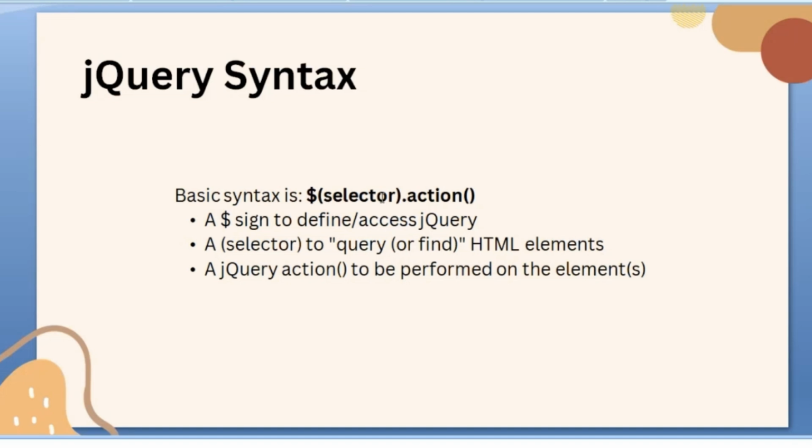Selector means it can be either directly the name of the element, or the id or the class of the element. We'll learn later on how we can use different selectors. And then dot, then the action you want to perform on that selector you can mention after that. So let's learn practically how we can use this basic jQuery syntax in our projects.